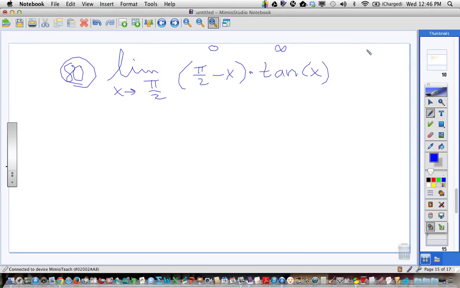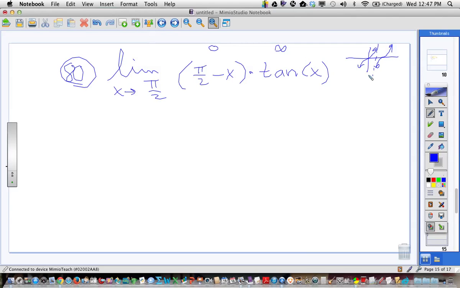Now, it'd be nice to know that the tangent graph looks like this, and it's got this asymptote, and then it goes like so, and there's a whole bunch of those. And at pi halves is where it has an asymptote. So what's happening is x approaches pi halves. Okay, the tangent graph is going to infinity or negative infinity, depending which side you're on. So this is a 0 times infinity situation.